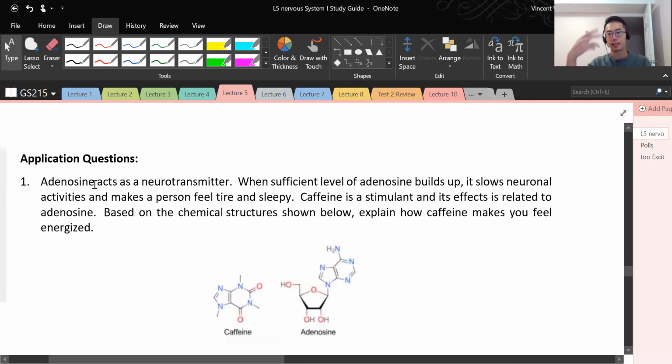Adenosine, as in the adenosine triphosphate, the same adenosine. Adenosine acts as a neurotransmitter. When a sufficient level of adenosine builds up, it slows neuronal activities and makes a person feel tired and sleepy. Caffeine is a stimulant, and its effects are related to adenosine. Based on the chemical structure shown below, explain how caffeine makes you feel energized.